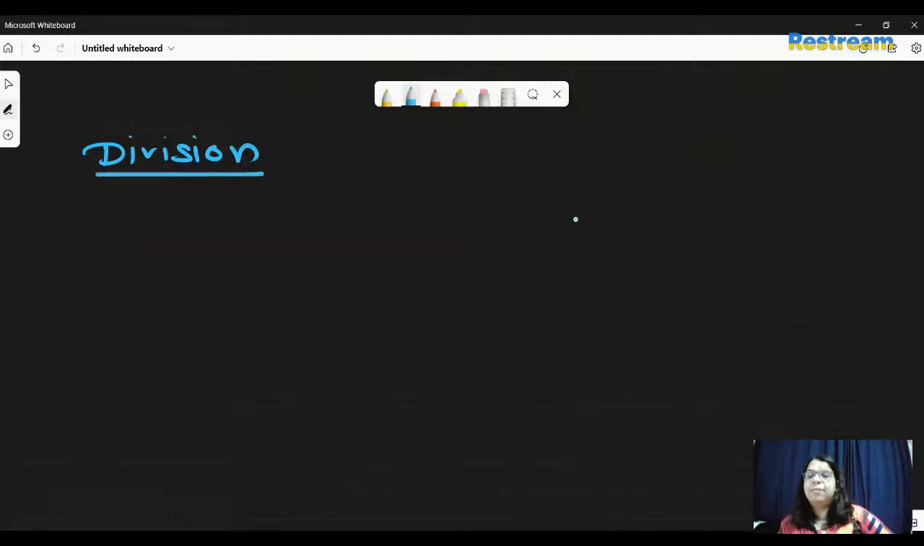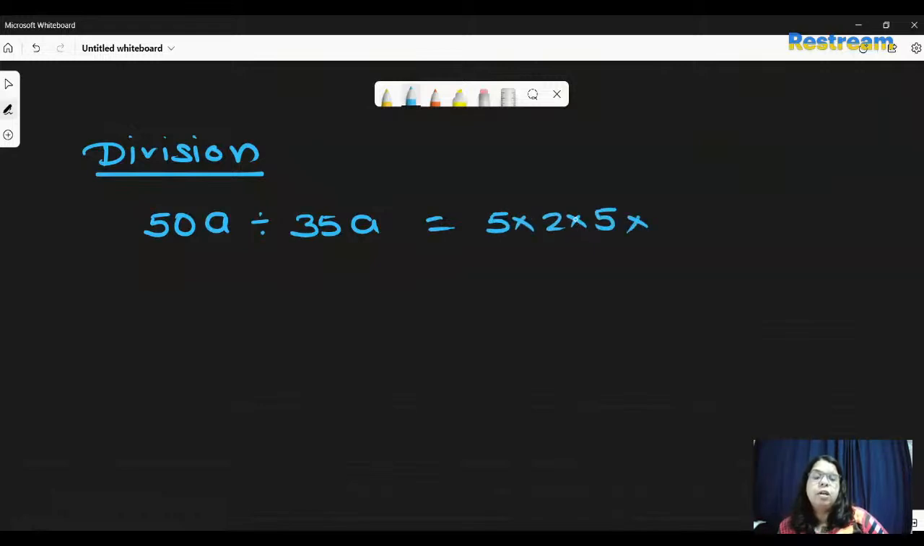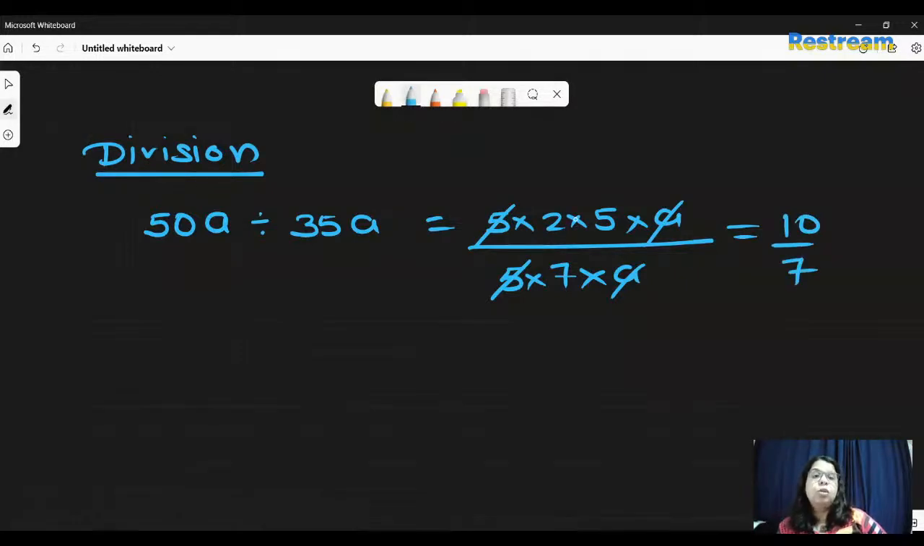This color looks nice, so we will continue using this. Now, dividing like terms with like terms. So I have, let's say, 50a divided by 35a. I will write 50 as 5 times 2 times 5 times a, over 5 times 7 times a. So I can cancel this 5 and this 5, this a and this a. The final answer that I get is 10 by 7. So I can do the division by factorization.